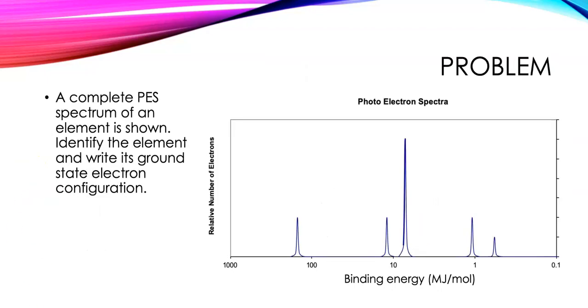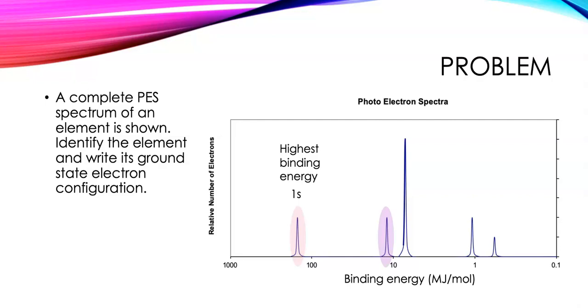Let's wrap this up by doing a problem. A complete PES spectrum of an element is shown. Identify the element and write its ground state electron configuration. Now, the fact that this is a complete PES spectrum tells us that all the occupied sublevels are here and represented in the spectrum. The first thing we need to do is find the 1s sublevel. That's going to be the peak with the highest binding energy, right? And so that's our 1s sublevel.